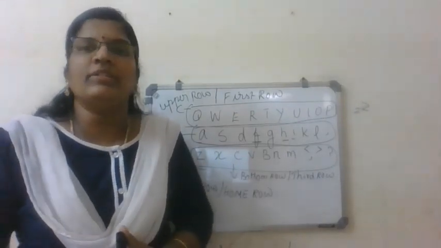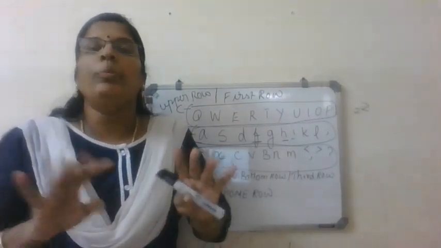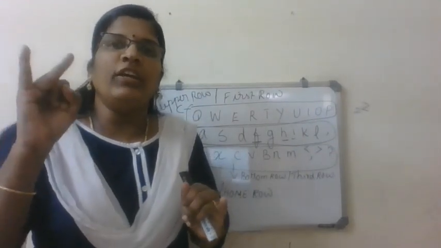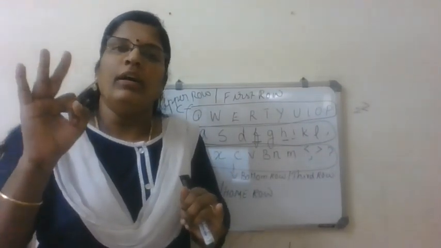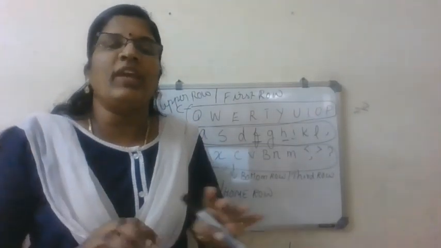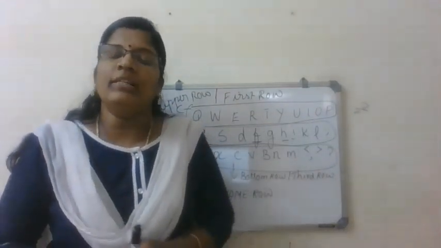So this is what we have seen. For each row, how to place the fingers: little finger, ring finger, then middle finger, index finger. How to hold all the fingers we have seen through the lesson.